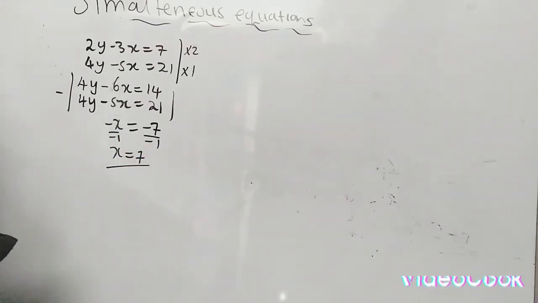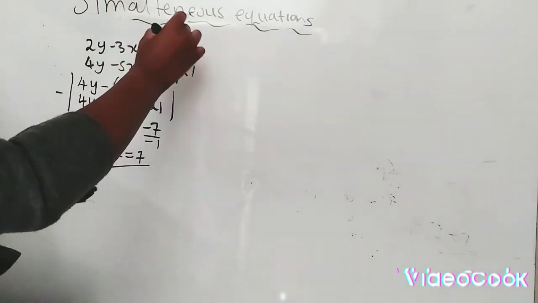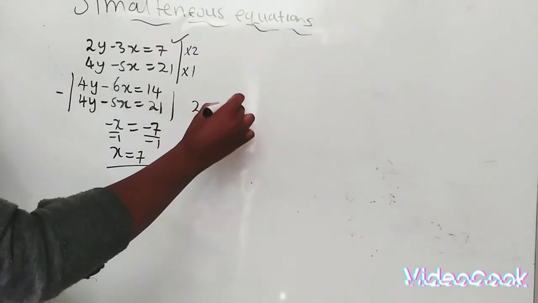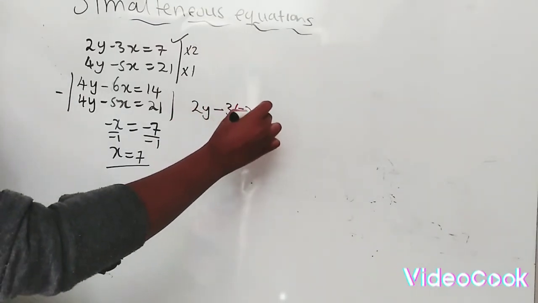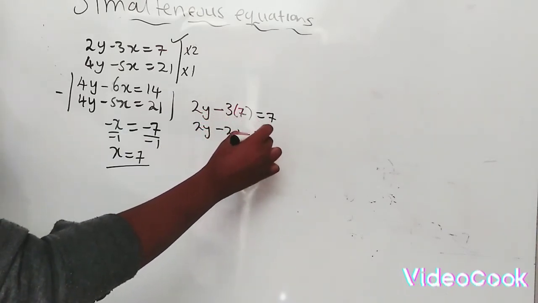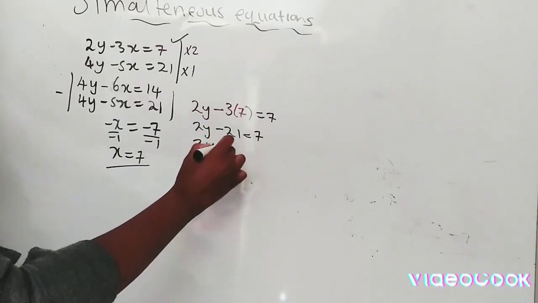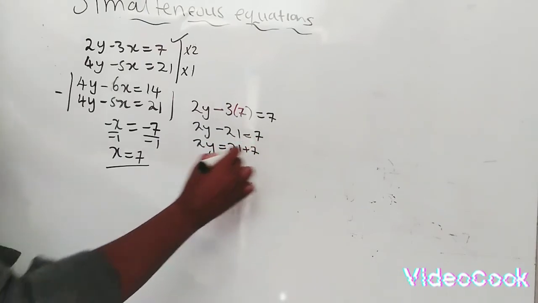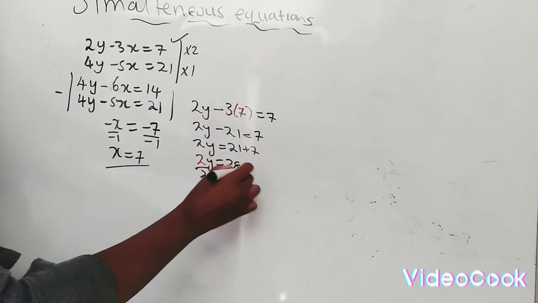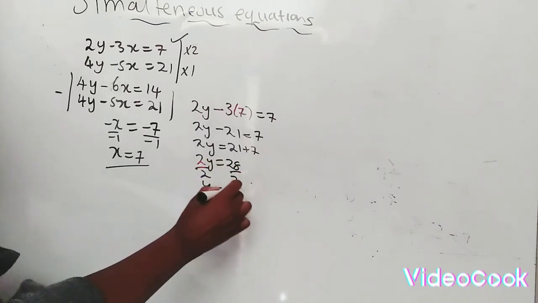With that being said, I can choose any equation to work with to find my value for y. I'm choosing to work with the first one. So I'll have 2y minus 3 times 7 is equal to 7. So it's 2y minus 21 is equal to 7. So 2y is equal to 21 plus 7. 2y is equal to 28. Dividing by 2 both sides, my value for y is 14.